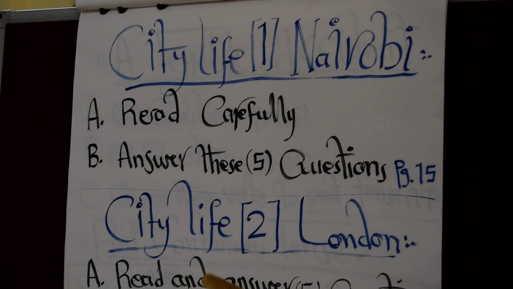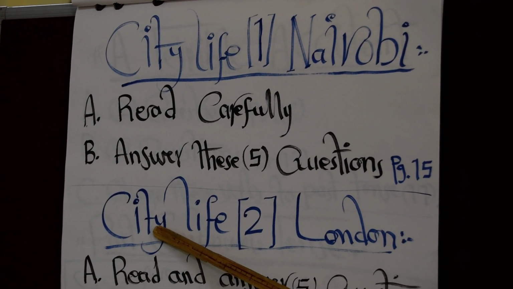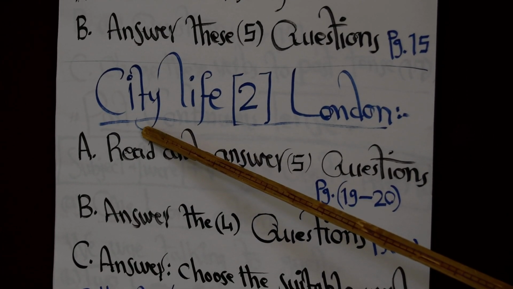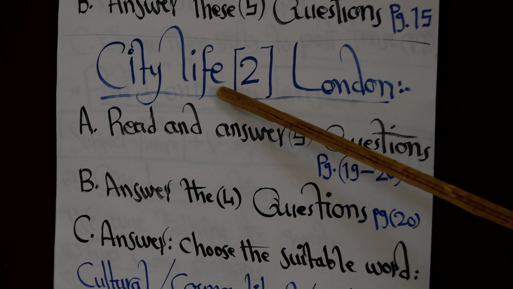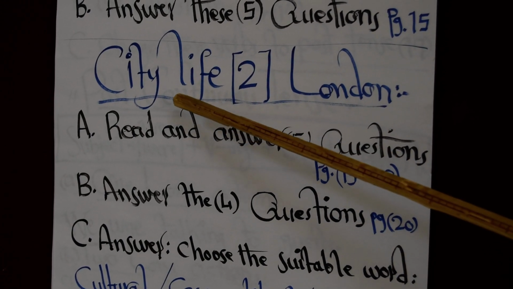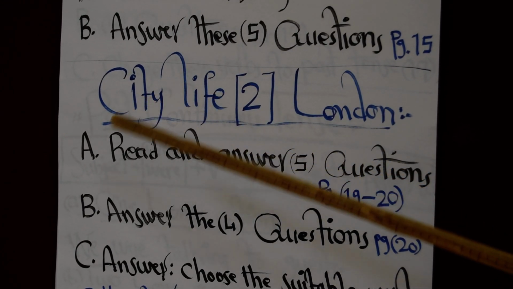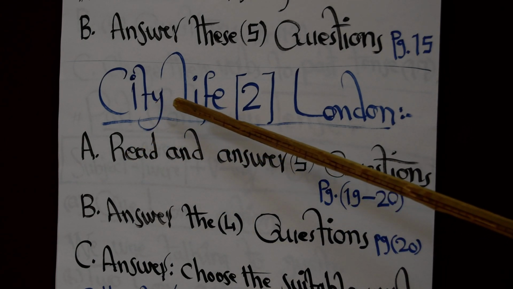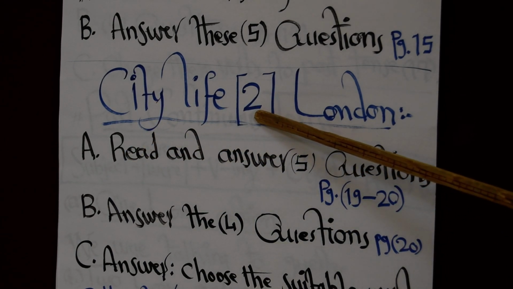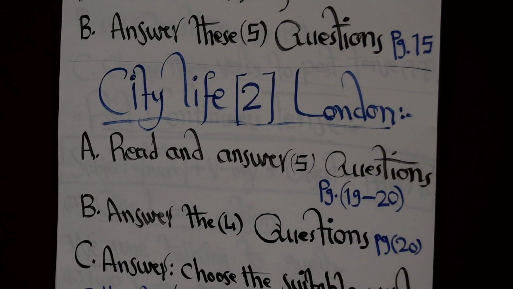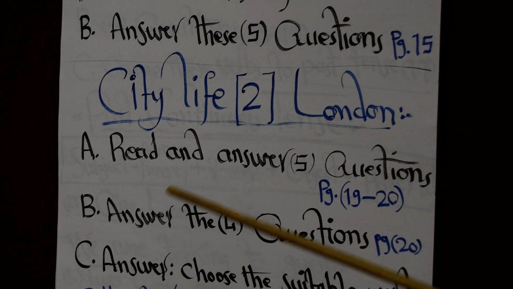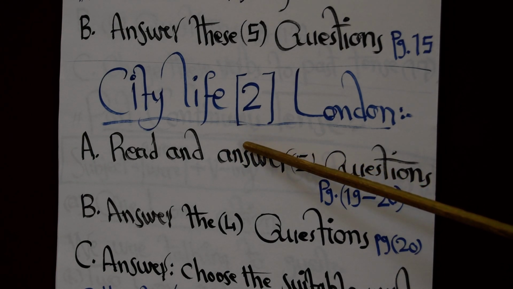Now let us go to see another topic, also titled City Life 2. So that one was City Life 1, but now we are talking about City Life 2, which is London. Here there are more than one, three exercises for you to do.